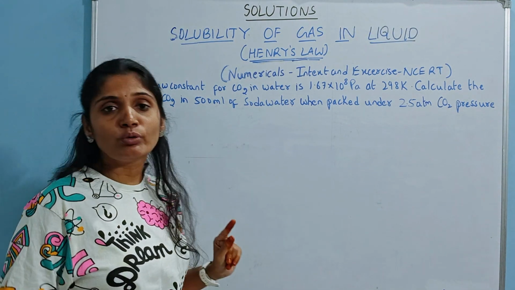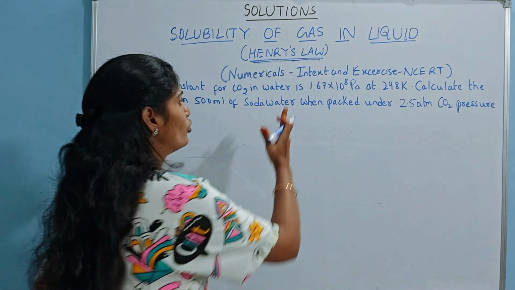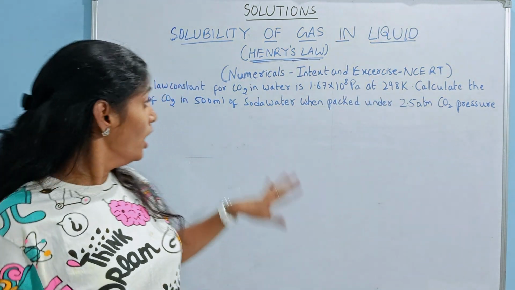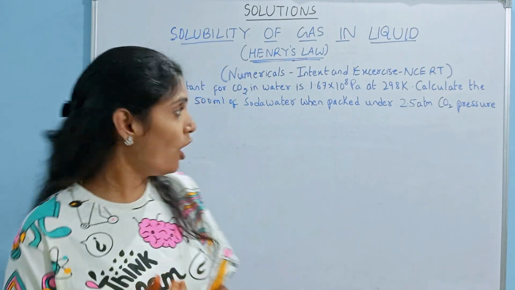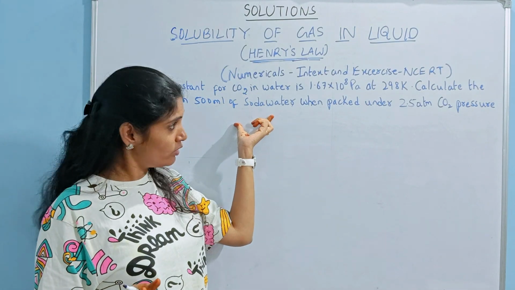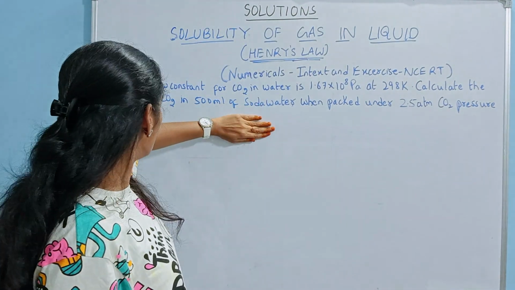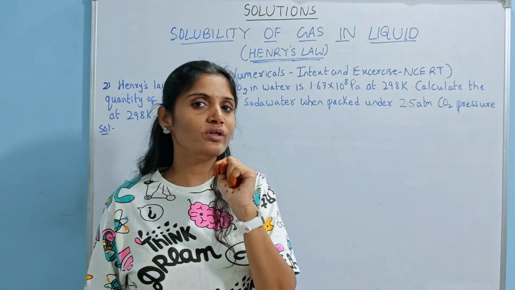Calculate the quantity of CO2. We need to calculate the quantity of CO2 in 500 ml of soda water. Let us understand this statement. Now, CO2 has been passed into water, so it has become soda water. Now, we have 500 ml of soda water with us. In 500 ml of soda water, how much quantity of CO2 is there?